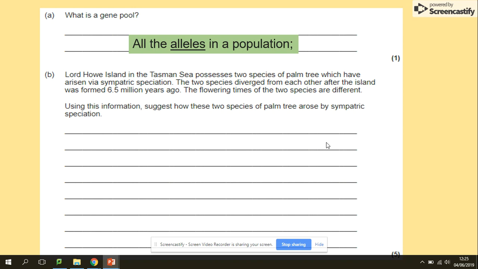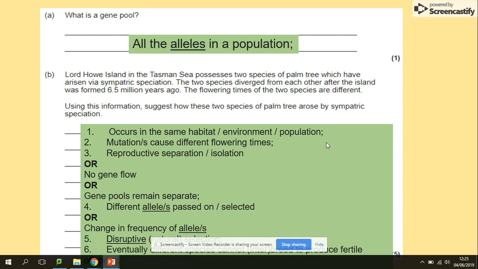It's a slightly different topic, so I would recommend you watch the speciation video. But what we need to do here is see the pattern. How can you combine speciation and selection together? That will occur in the same habitat. The mutations cause different flowering times, so there is isolation, and different alleles will be passed on. And here, anytime we're talking about this speciation, it will be disruptive selection. Eventually there will be different species that cannot interbreed and produce fertile offspring. So this is to show you how you can join two topics together.